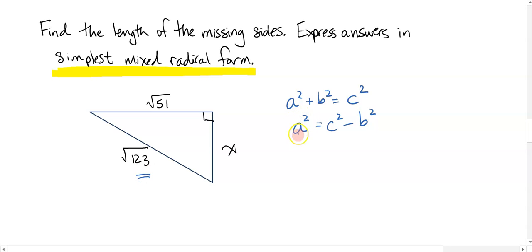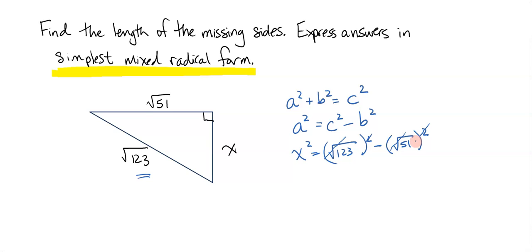So, let's make the one by itself x. X squared equals c, the hypotenuse, root 123 squared minus b squared. Right? If you're square rooting and squaring, they cancel each other out. They're opposite operations. Same thing here. You could take your calculator and go 123 squared and then square root it, but you'd be right back at 123, right? Because they're inverse operations. They take you back to where you were. So you get x squared equals 123 minus 51. And so 123 minus 51 is 72.